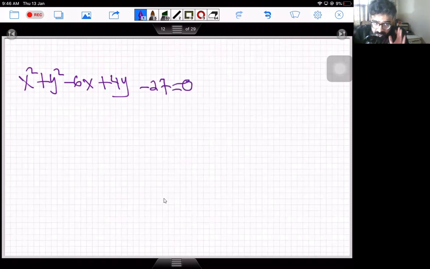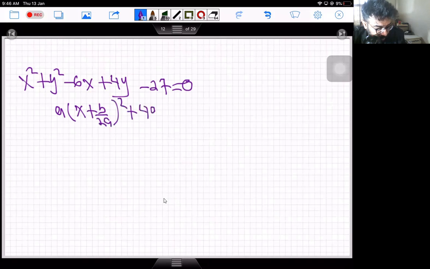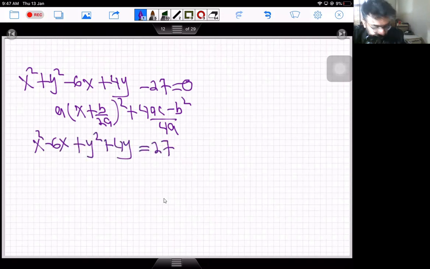So what you need to do is convert it into a completing square form. And my approach over here is to use this formula: a(x + b/2a)² + (4ac − b²)/4a. You actually don't need to mention this complete formula over here. Just in one step, we can write it. But first of all, you need to arrange the equation in this form: x² − 6x + y² + 4y = 27.